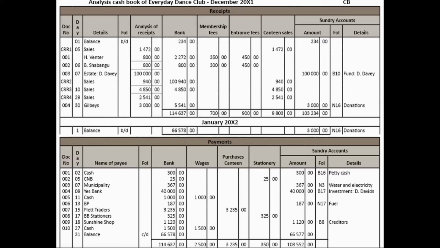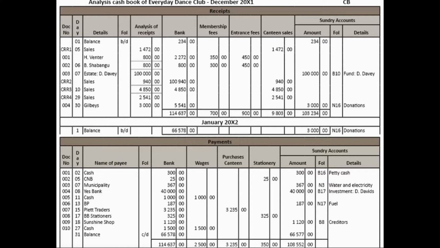Okay, so let's start with the entries in the cash book. We start on the debit side, on the receipts. Under the receipts, we start with the balance. We got that from the pre-adjustment trial balance, 234 rand. Okay, and then on the 5th we have sales. We got that amount from the cash register roll total on the 5th, 1472, and we write that amount in the analysis column and also in the canteen sales column.